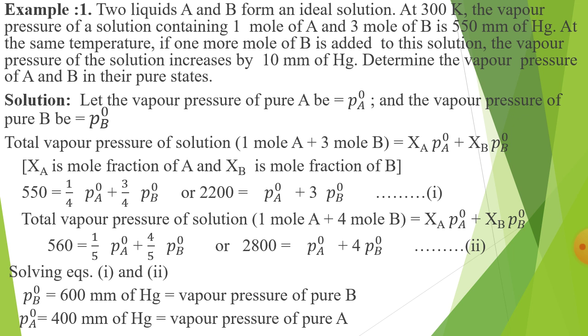In the second case, the total vapor pressure of the solution, where the moles of B is now 4 since 1 mole of B is added, is similarly 560. Now the total number of moles is 5. That's why 1 by 5 P0A plus 4 by 5 P0B. This gives the second equation. Now solving equations first and second, we get P0B equal to 600 mm of Hg, the vapor pressure of pure B, and P0A equal to 400 mm of Hg, the vapor pressure of pure A.